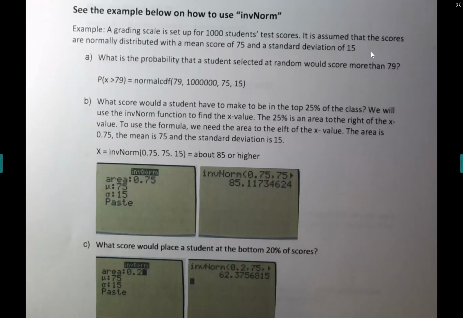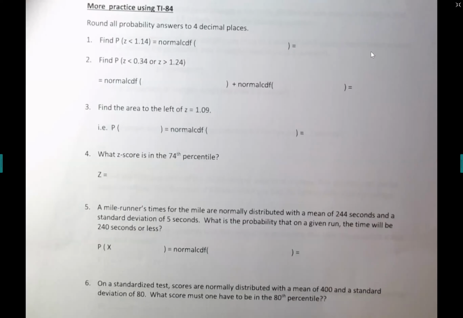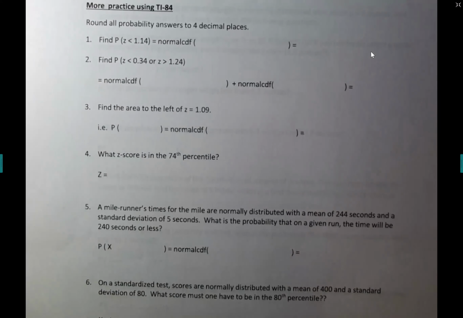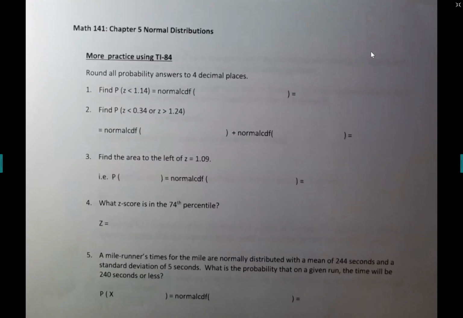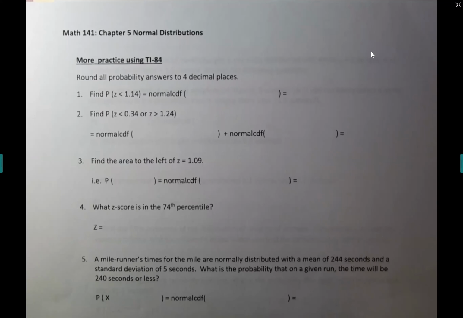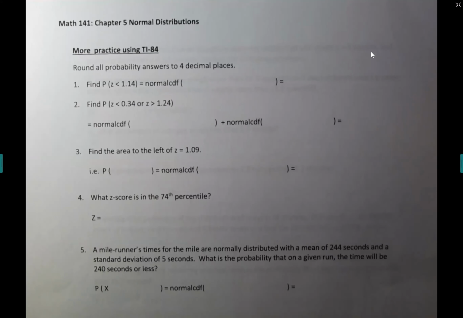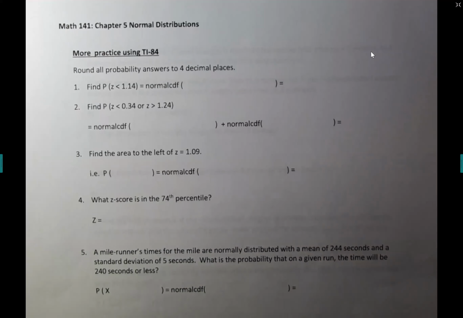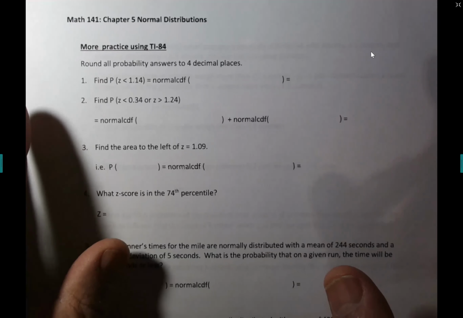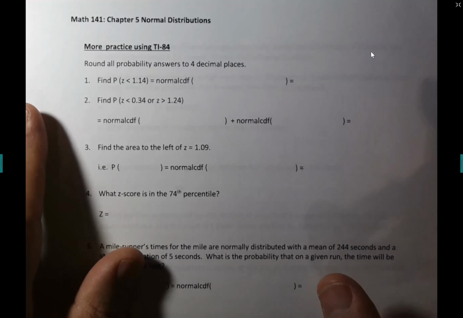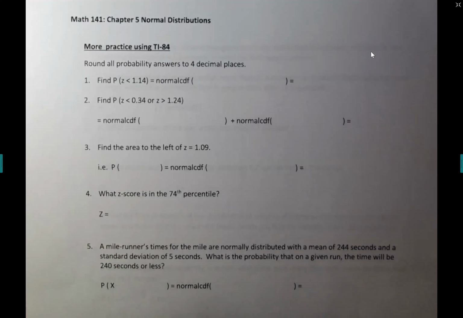So you can use them later, but what I'm going to do is the general review of chapter 5 right here. I am making the assumption that everyone knows how to plug in numbers into the calculator and use the Normalcdf or the inverse norm, the two functions on the calculator. So, more practice using the TI-84.